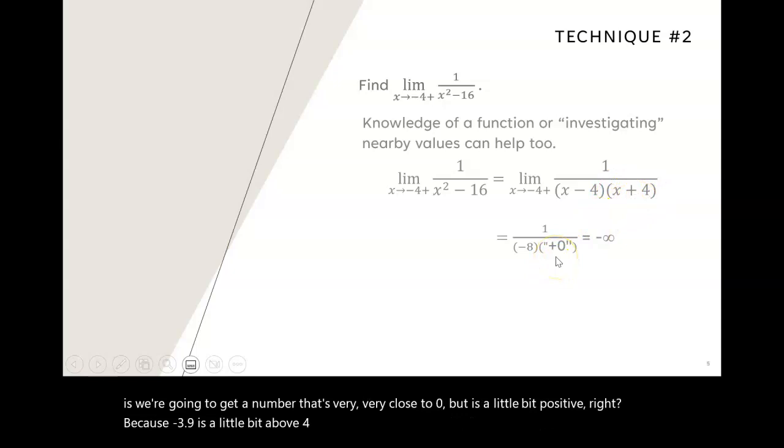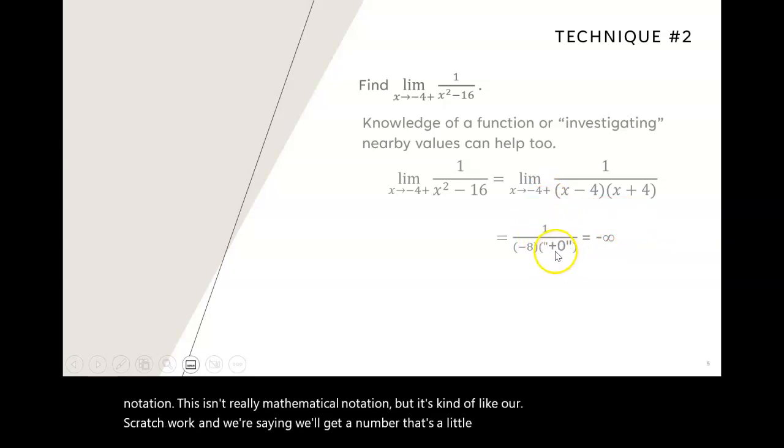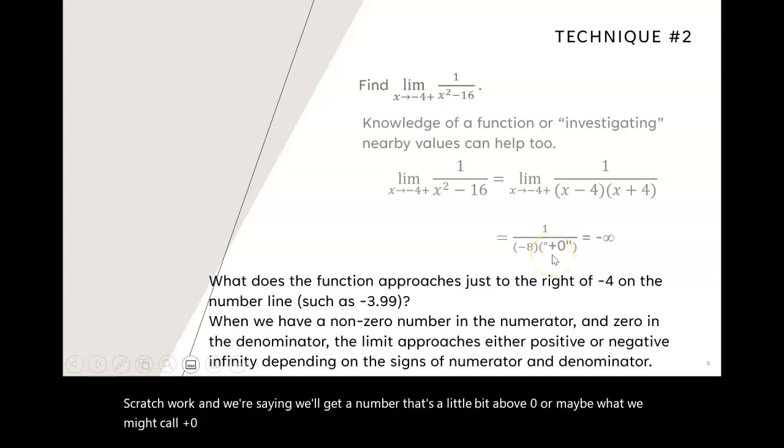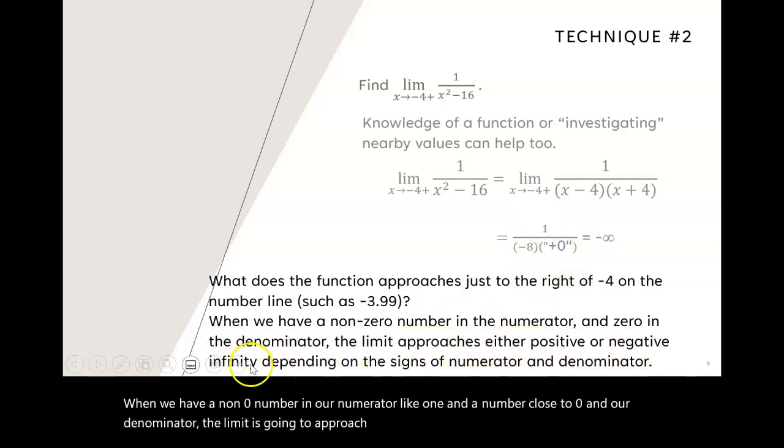So I'm going to write that with some sketchy math notation. This isn't really math notation, it's kind of like our scratch work. We're saying we get a number that's a little bit above 0, or what we might call positive 0. The idea is, what does this function approach just to the right of -4 on the number line, such as -3.99? Well, when we have a non-zero number in our numerator, like 1, and a number close to 0 in our denominator, the limit is going to approach either positive or negative infinity.